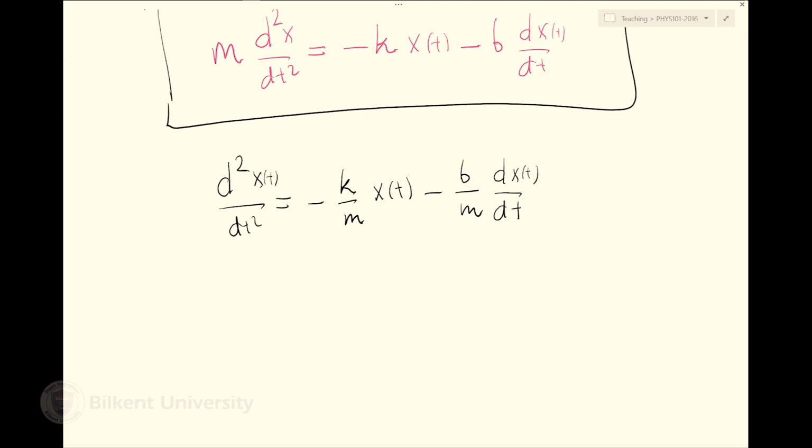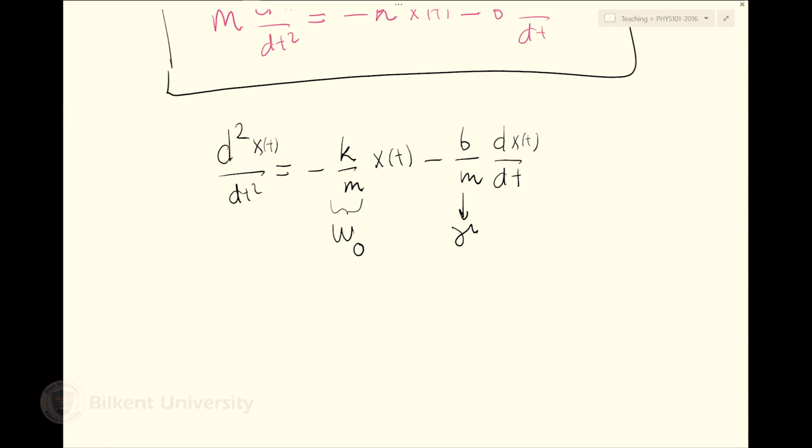Now k over m, the square root of that quantity was my oscillation frequency when there was no damping. Let me call it omega 0. And b over m is some measure of damping. If b is larger, I should be damping more, I'm dissipating more. So I'm going to call it gamma. So let's try to solve this differential equation.